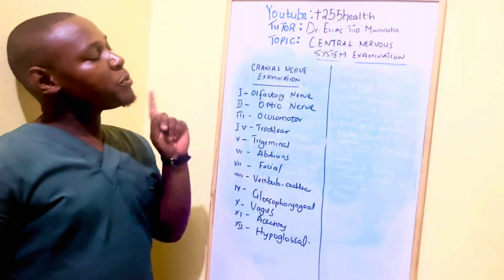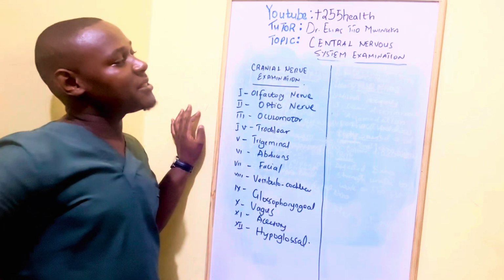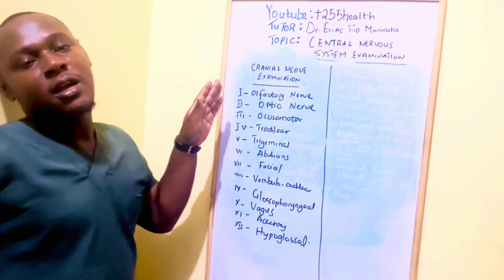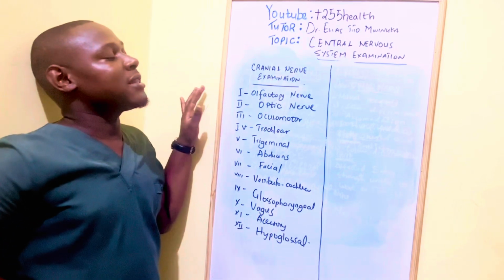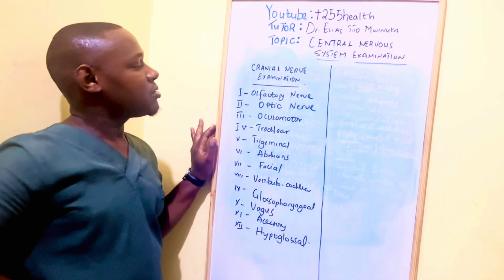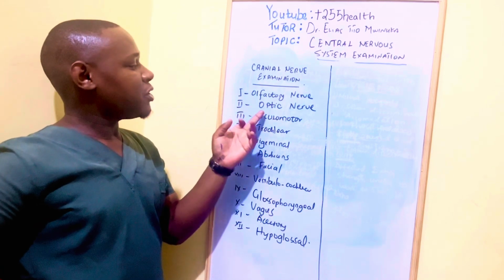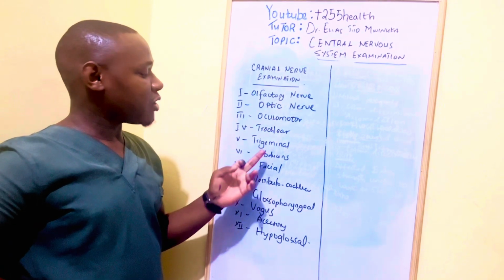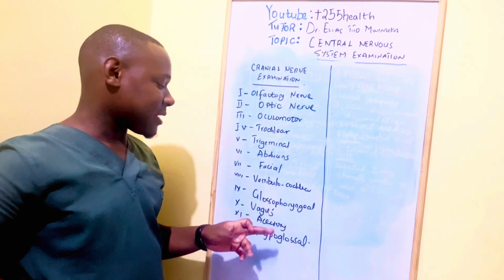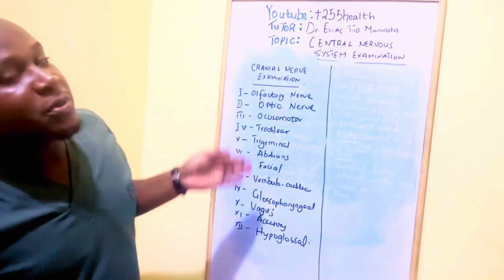So ladies and gentlemen, we went through the central nervous system exam. I said we'll have a separate video for cranial nerve examination. Cranial nerves serve as one among the high centers, and these are the cranial nerves that we are going to cover: cranial nerve number 1, olfactory, optic, oculomotor, trochlear, trigeminal, abducens, facial, vestibulocochlear, glossopharyngeal, vagus, accessory, and hypoglossal. This is the arrangement of our nerves.